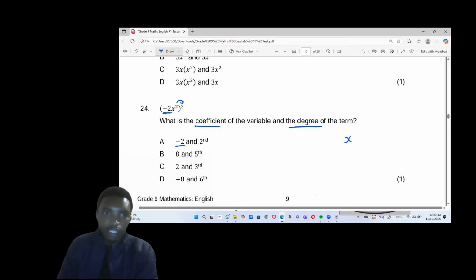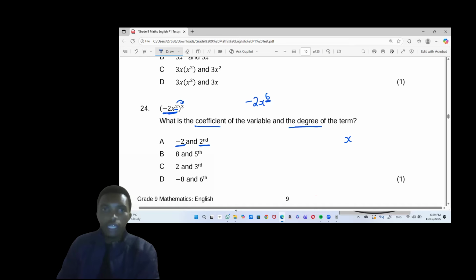Let us solve this first. 2 times 3 is how much? 6. So the degree here is 6, our degree is 6th degree, right? But in this case, we don't simplify. We just look at the x there, and then we check. Here we have -2, and our degree is what? 2nd degree, which is that one there.